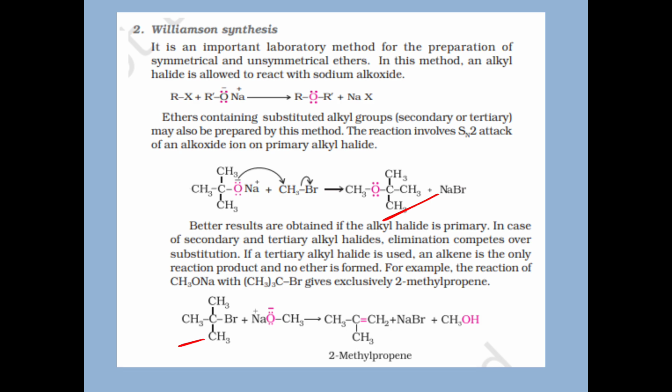If we take a tertiary alkyl bromide and a methoxide ion, then it will give an alkene as the product by E2 elimination reaction.